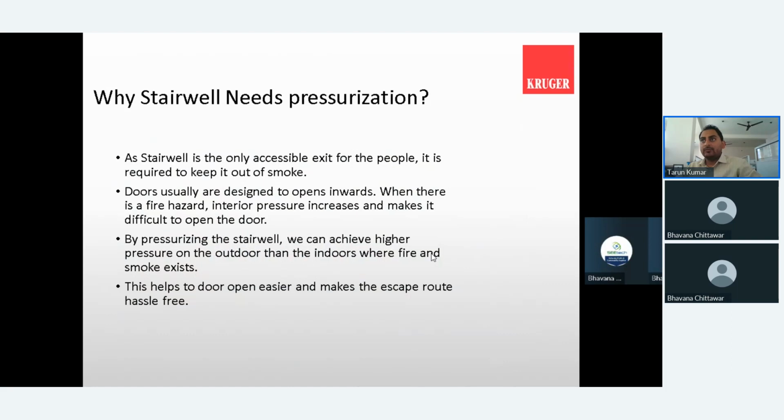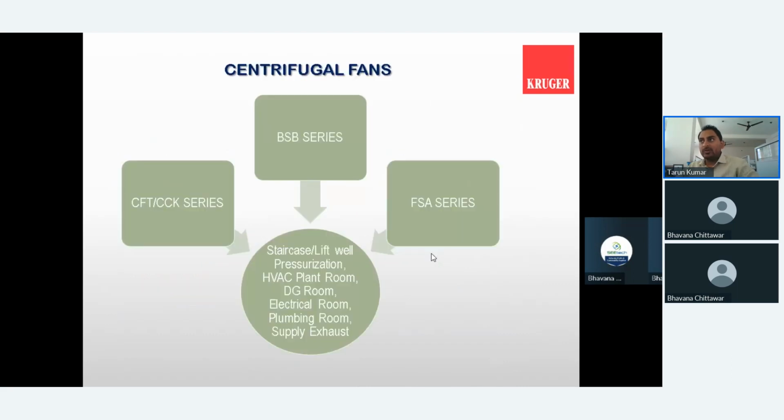That is again backward curve, forward curve, which will be defined as per your air volume and static pressure. Here again we are recommending a pressurization fan for staircase doors, which, as you know, are designed to open inwards into the system. By using the pressurization fan, it allows easy opening of the door, and it will separate the fume from the staircase so that people can easily escape.